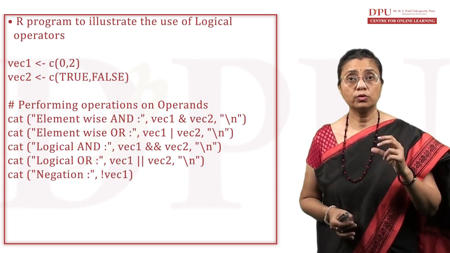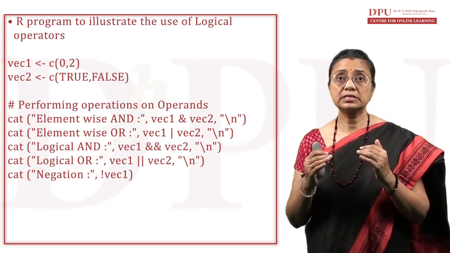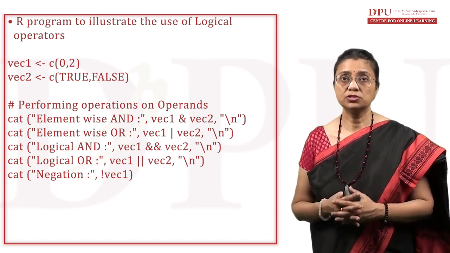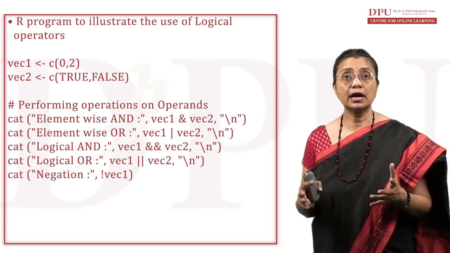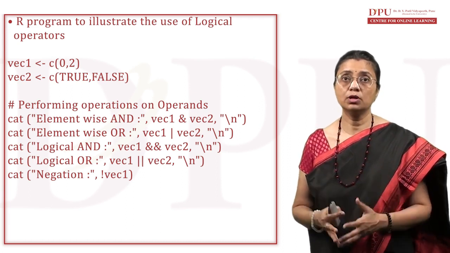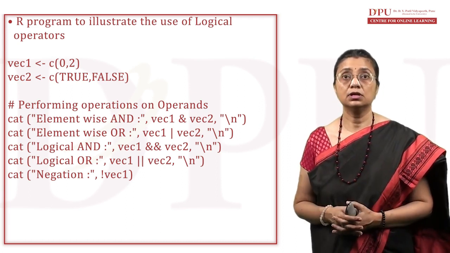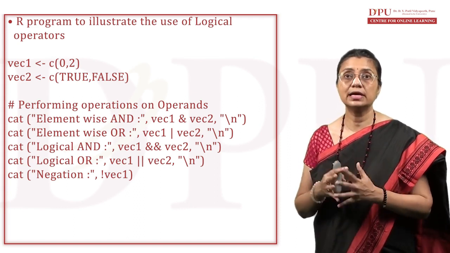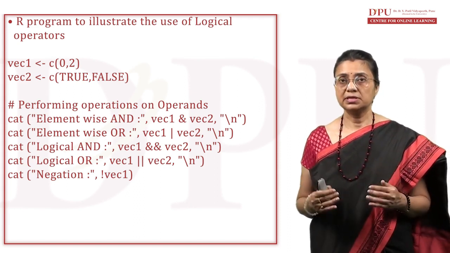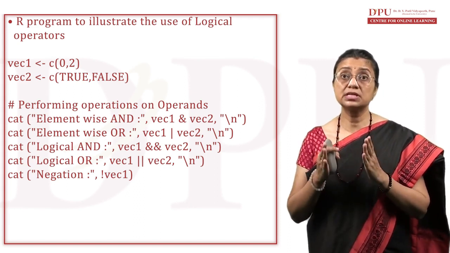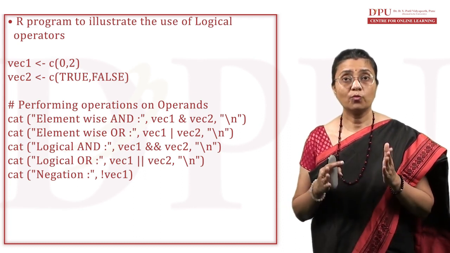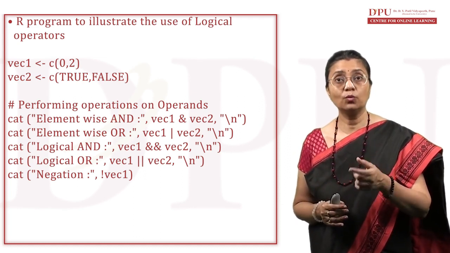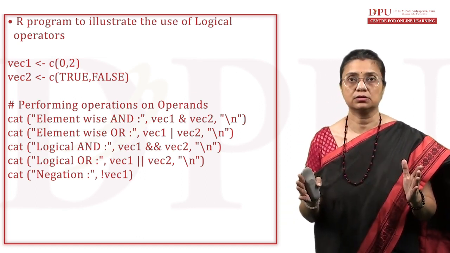Again, there is a piece of code which you have to understand. The first line is vector 1, which is equated to a vector created by the c function. Then vector 2, which is again a vector of the values true, false. And now we are printing the results on the screen. You can see over here, the first cat command is printing the element-wise AND operator. When we print the element-wise AND operator, we use a single ampersand symbol, which is vector 1 ampersand vector 2. So this will compare each and every value, element by element, for the entire vector.